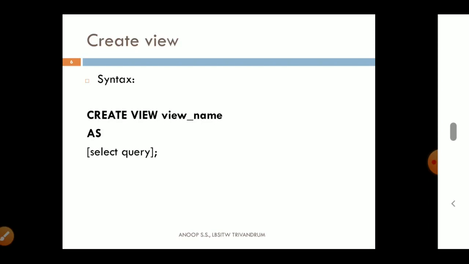That means the result of the SQL query, where a select query is there, will be a relation, a result relation, and that relation is given a name, the view name. This relation will be the view for the user, and that result table is available to the user with the name view name.